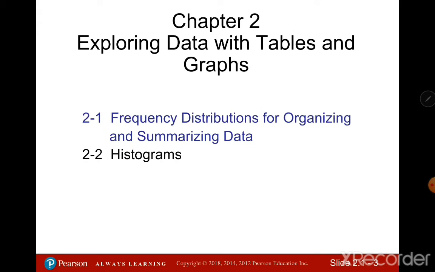So let's start with chapter 2. In this chapter, we will focus on one table and one graph. In the first section, we will talk about the frequency distribution, which is also called a frequency table. And in the next section, 2.2, we will talk about one of the most important graphs in statistics, which is called histograms.